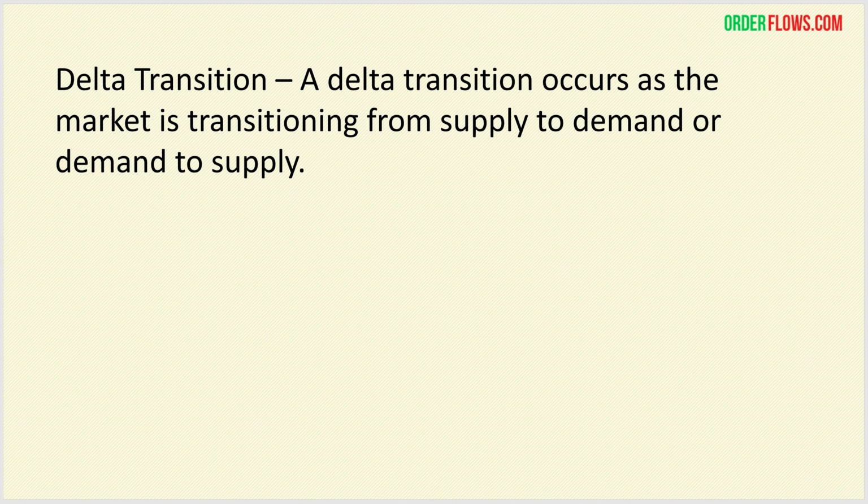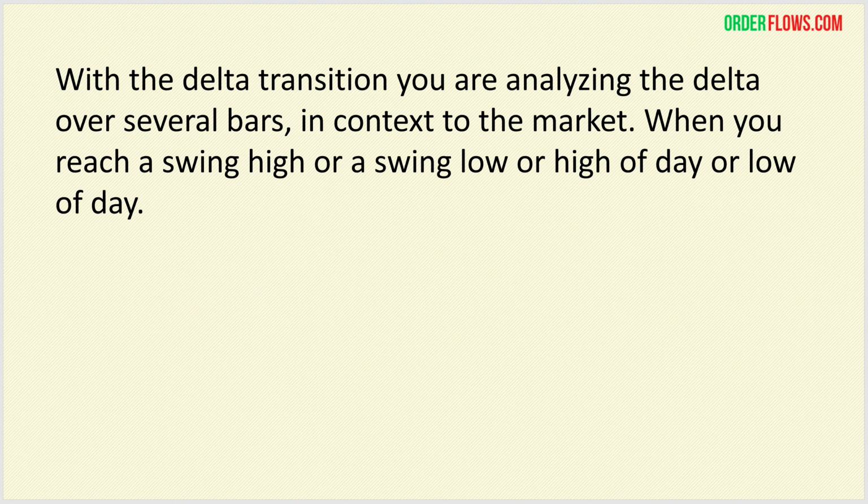So a delta transition occurs as the market is transitioning from supply to demand or demand to supply. And with the delta transition, you're analyzing the delta over several bars in context of the market. And when you reach a swing high or swing low, or a high of the day or a low of the day, this is where you're going to be looking for shifts in supply and demand.